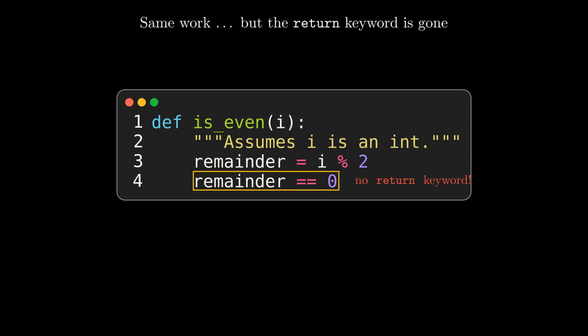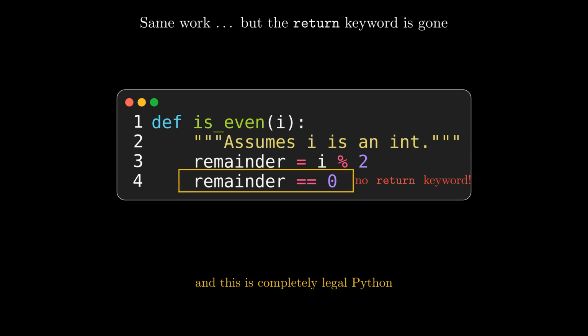The work is identical. We still compute remainder as i mod 2, and the expression remainder == 0 still evaluates to True or False. But look closely. Nothing says return. So what does this function hand back to its caller? It still computes the boolean, it just never passes it anywhere. This is completely legal Python, and it happens more often than you would expect.